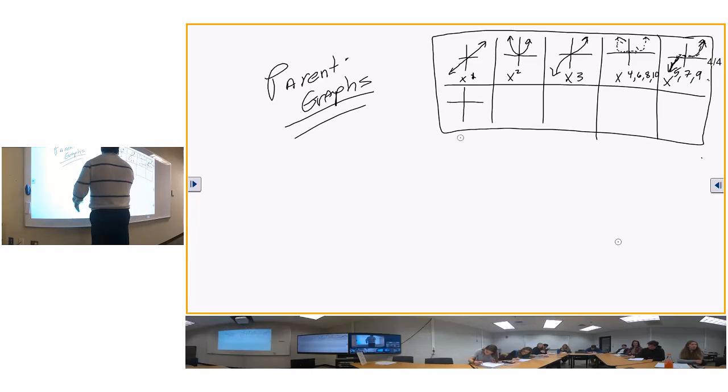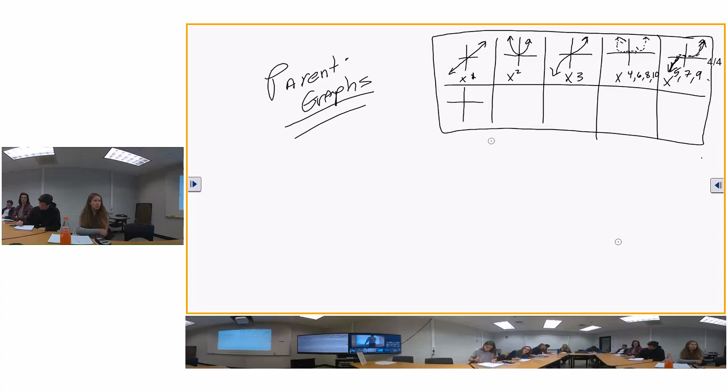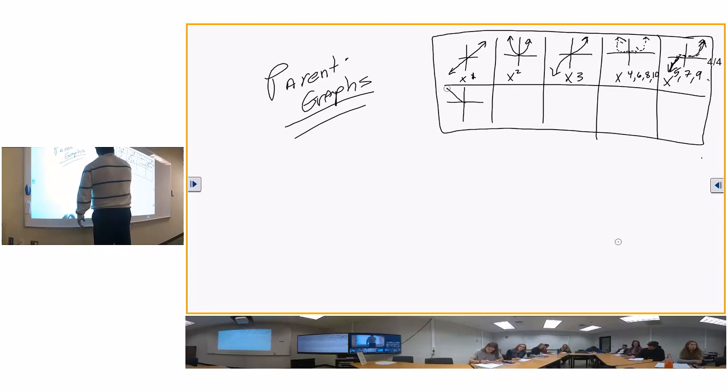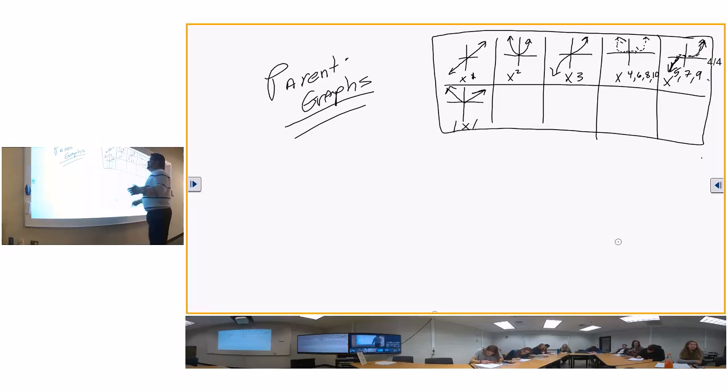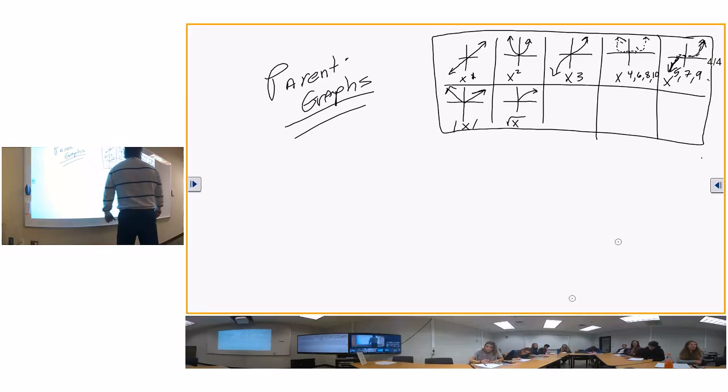Absolute value. Absolute value starts with a V. So the absolute value of X is going to look like a V. All right, next. Square root of X. What does that look like? Looks like the swoosh.